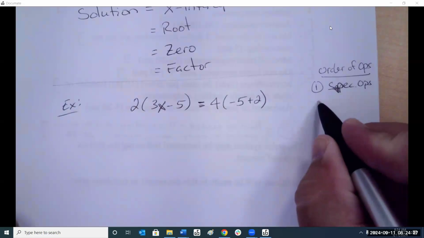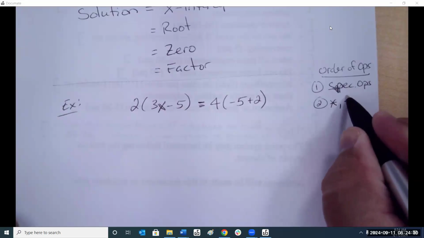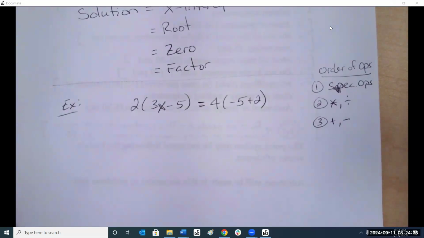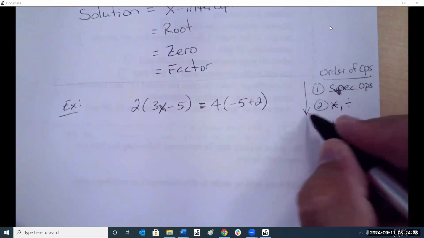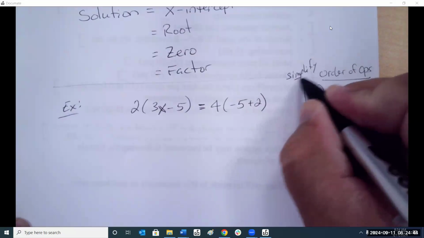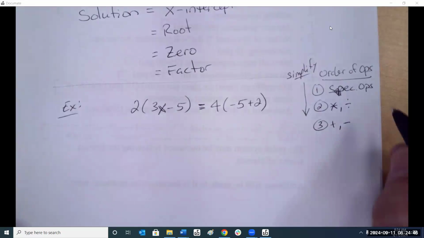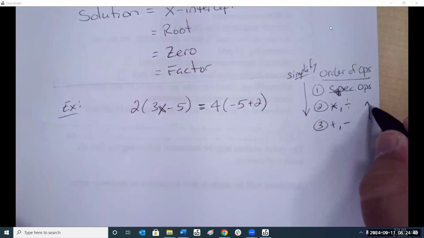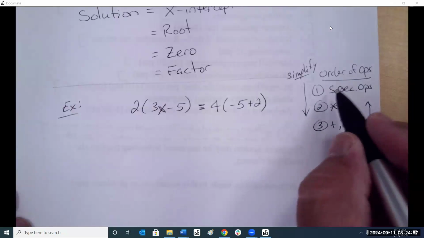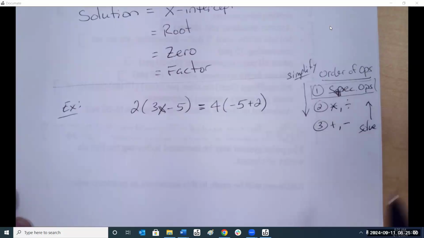Special operations first. Multiplication, division second. Addition, subtraction third. That's the order of operations, the way we simplify equations. When we solve, we do it that way. Except the special operations always have to go first anyway, because a parenthesis separates an equation into multiple parts.